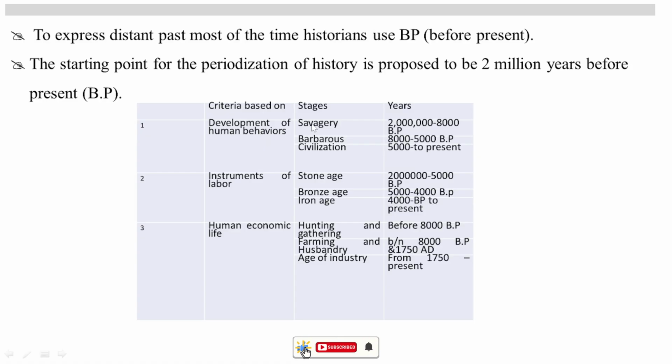The first one, self-jeering. Self-jeering means when human beings lived like animals. This means from 2 million up to 8,000 years before present.